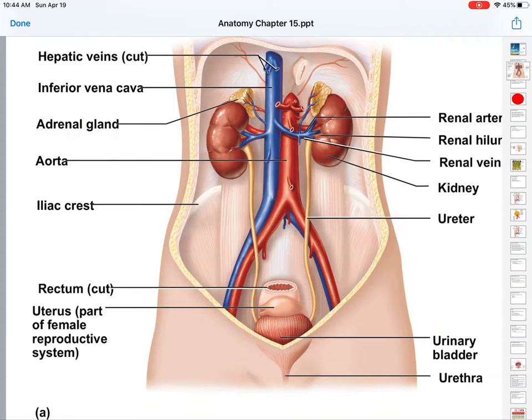So here we have kidneys, the brown kidney bean looking things, which is why they're called kidney beans. Then you have the yellow tubes, those are the ureters, down to the stripy bladder at the bottom, and then the urethra.